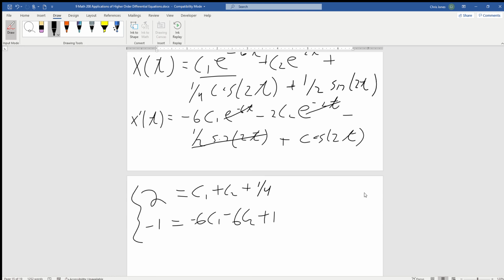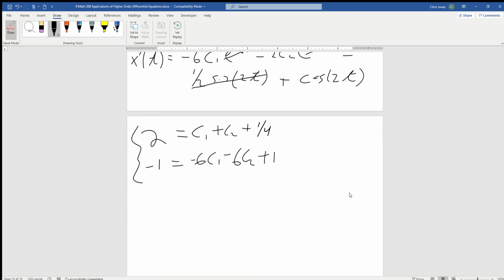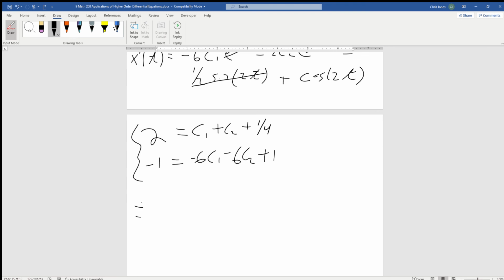And so let's go ahead and solve. It might be easier for us to do this by adding the constants to the left-hand side. So if we do that, we're going to get 7/4 equals c1 plus c2. And then -2 is going to be equal to -6c1 minus 6c2.